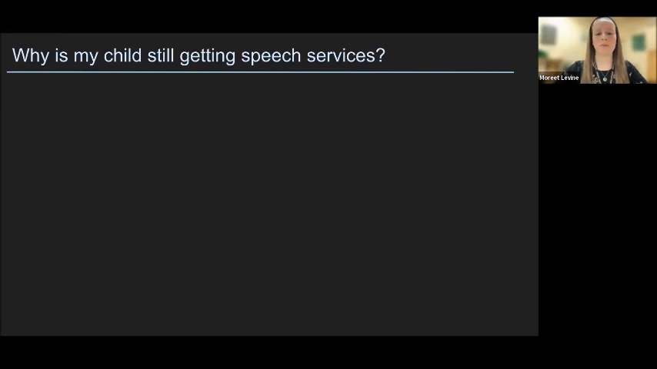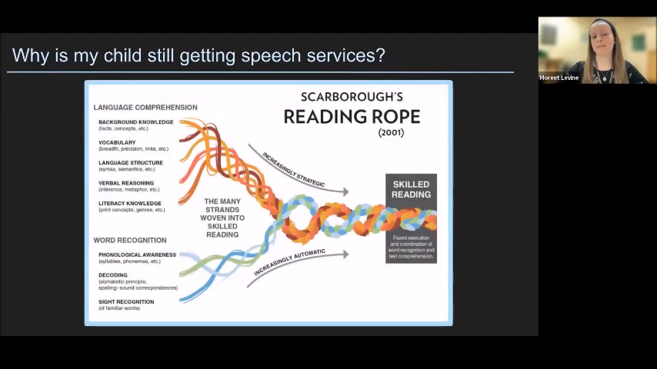So I want to show you a picture. It has a lot of details on it. We're not going to go through most of the details, but I'm showing you this picture because it helps to illustrate the point I want to make. This is called Scarborough's reading rope. It is showing us that on the left-hand side, there is a list of skills that somebody needs in order to be able to read, to achieve skilled reading, which is on the right-hand side.